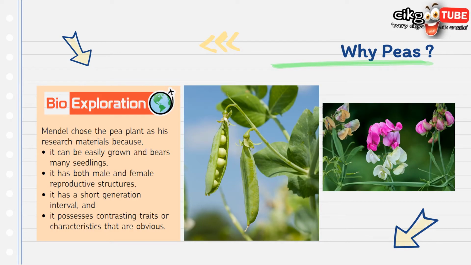And why pea? Why did Mendel choose pea? It is because it is easily grown. It can bear many seedlings. It has both male and female reproductive structures. It has a short generation interval. And it possesses contrasting traits or characteristics that are obvious.